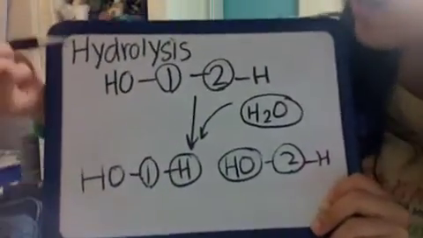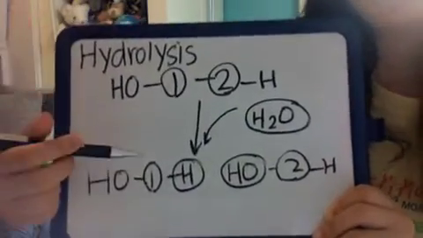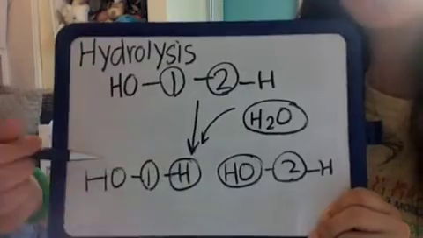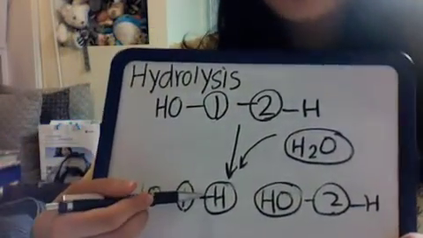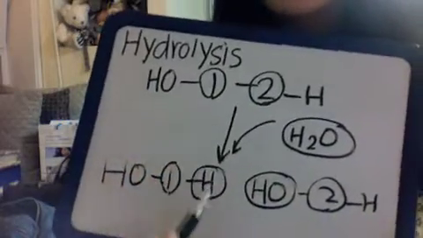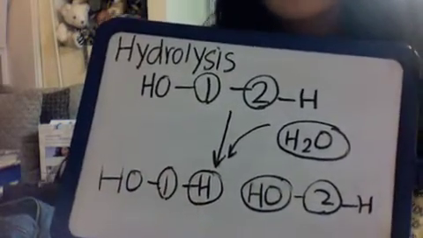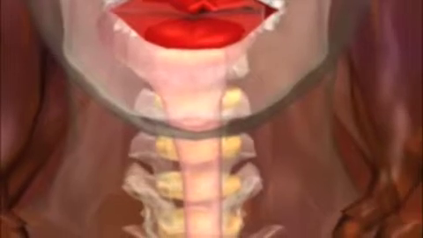The reverse reaction of dehydration synthesis is hydrolysis. Just like its name, where hydro means water and lysis means break, it adds water to break polymers into independent monomers. When water is added, one monomer gets the hydrogen and the other monomer gets the hydroxyl group, separating the polymer into independent monomers.